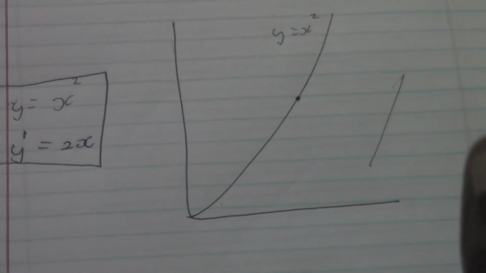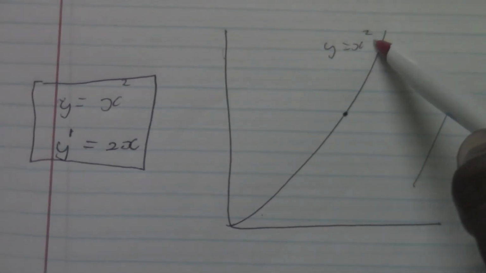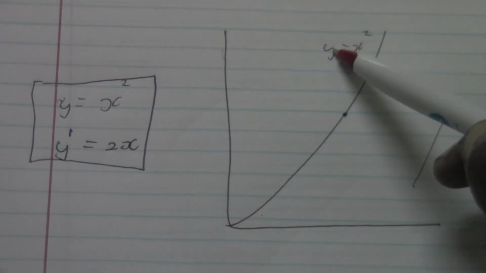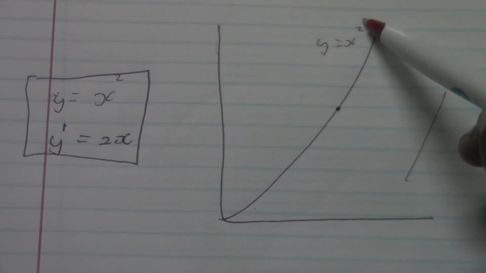Alright, put back the h. Now, the first y value will just be whatever was the first x value we chose in this function. So the first x value was 3, so y is equal to 3 squared, 9. So the first y value, just write back the exact function.